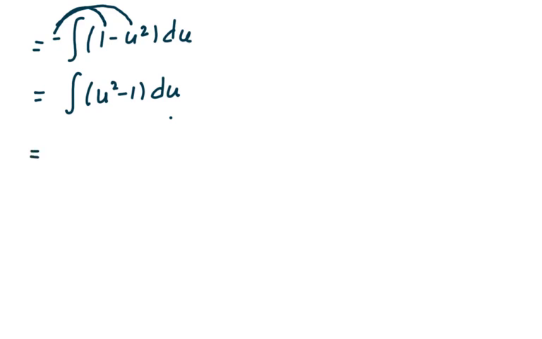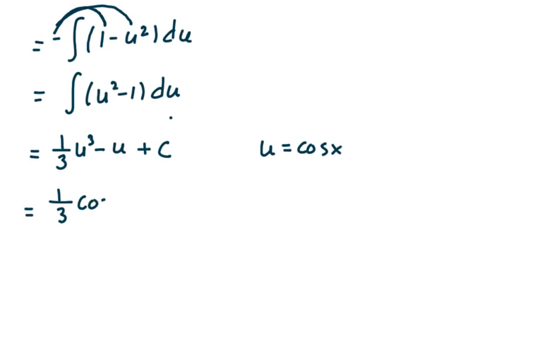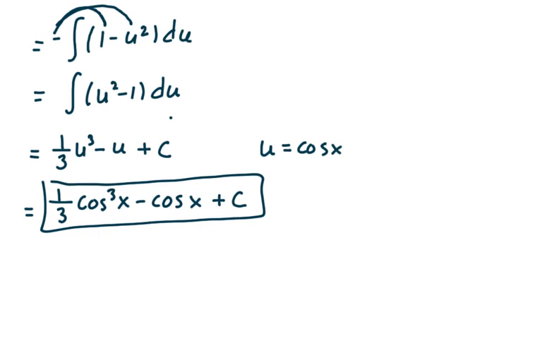Now, we can integrate this pretty directly. So the integral here will be 1/3 u cubed minus u plus c. But remember, u is cosine x. And so substituting that back in, we get 1/3 cosine cubed x minus cosine x plus c. And that's how you do problem 15.